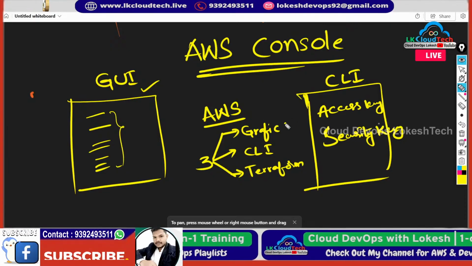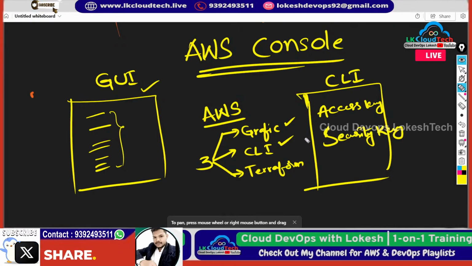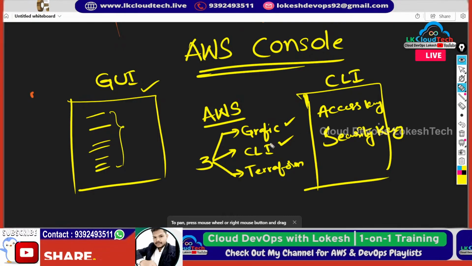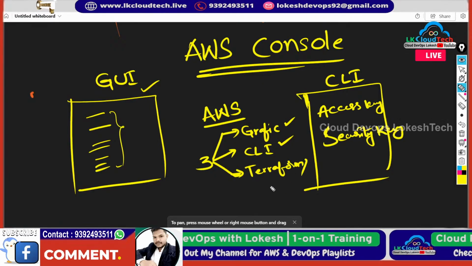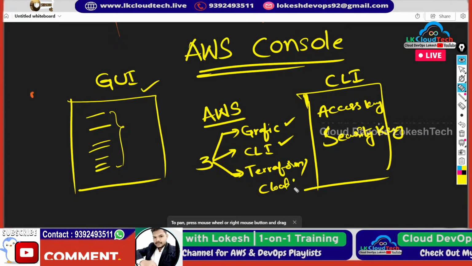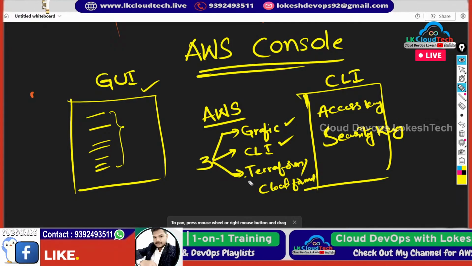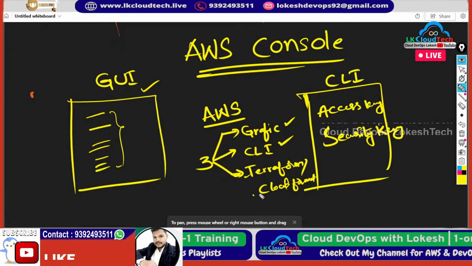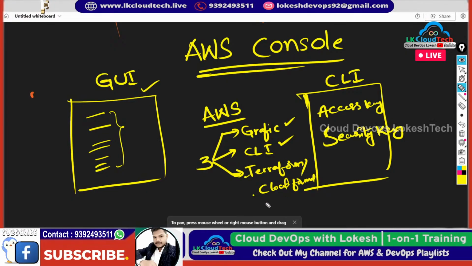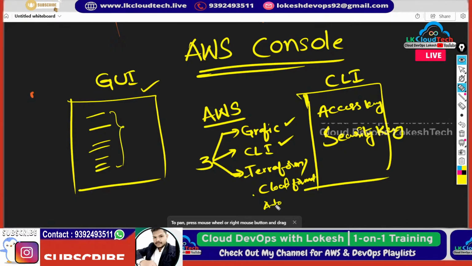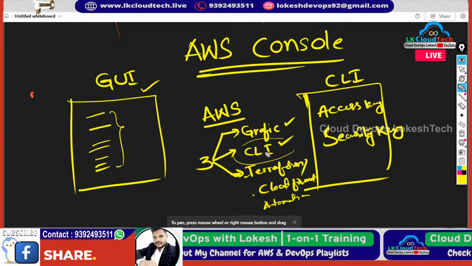First is the graphical way, you know already. Now we are going to see about the command line interface, how we have to manage the infrastructure using CLI. The third one is Terraform or CloudFormation. By using Terraform and CloudFormation, we can create complete infrastructure in an automated way. Now we are going to see about the command line interface.